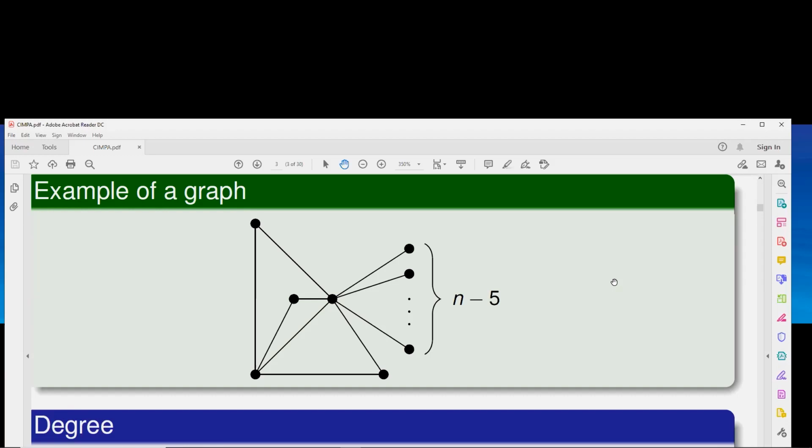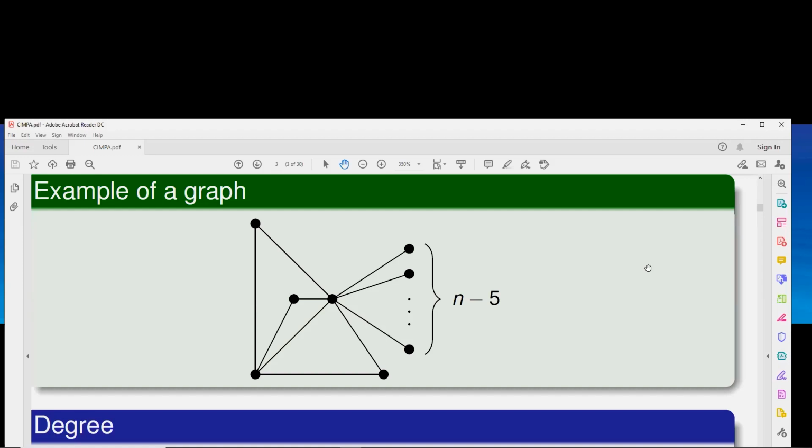Because here we have n minus 5, and here we have 5 more vertices. And I am also mentioning degree and distance and diameter, but it's quite obvious because the degree of these vertices will be 1. As you can see, each of them is connected only to this vertex. Degree is 1, degree is 1, also this one. The degree of this one will be 4. What do you think would be the degree of this one? Yes, it's connected to all the other vertices in the graph, so the degree of it is n minus 1.